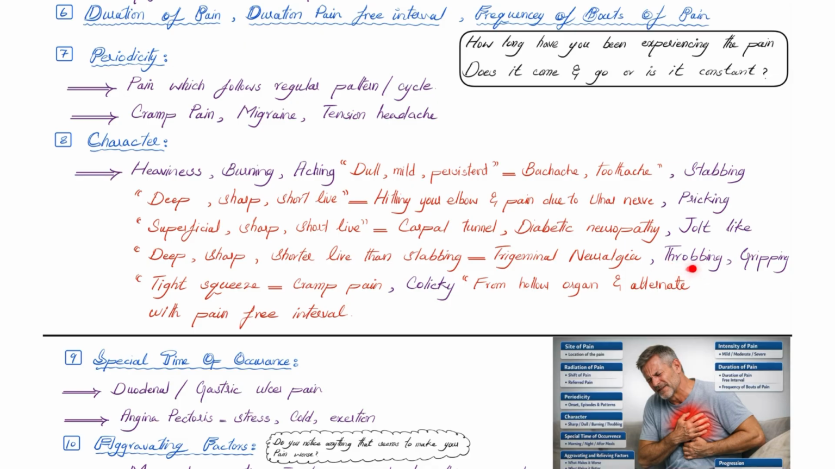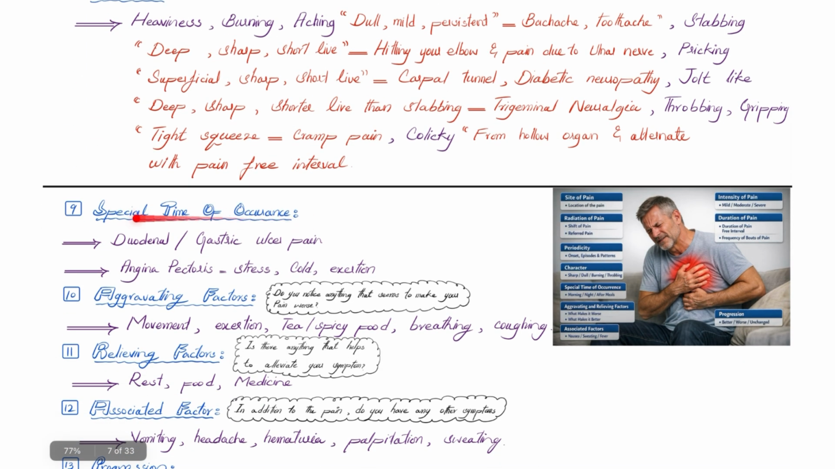Throbbing is pulsating type pain and it is typically found in migraine. Gripping pain is tight, squeeze-like cramp pain. Colicky pain arises from hollow organs like the intestine and it alternates with pain-free intervals. Then ask about a special time of occurrence, like in duodenal or peptic ulcer.